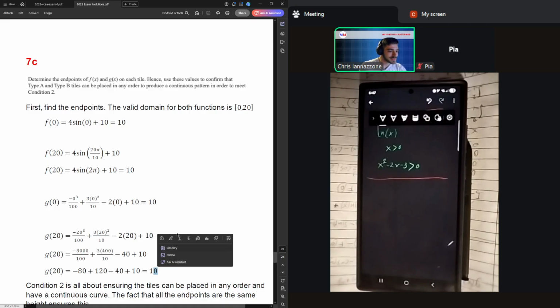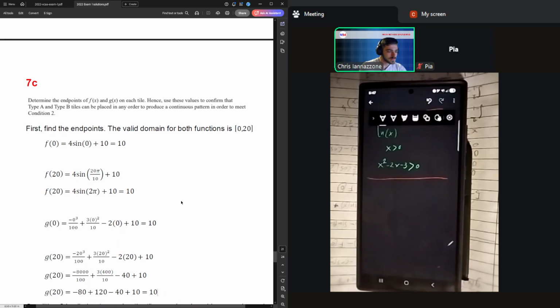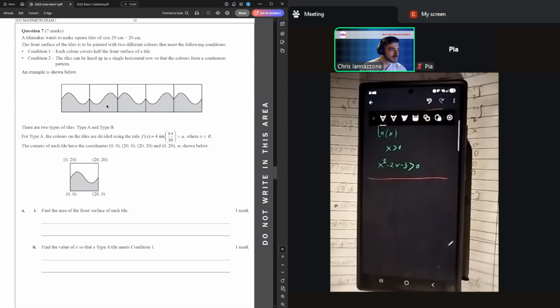All you'll need then is a final statement. Now that you have those 4 y values, why does that mean that condition 2 is met? And I'll show you what condition 2 actually was again, so you can refer to that. Why is it that they have the same y value that makes it so they can meet condition 2?